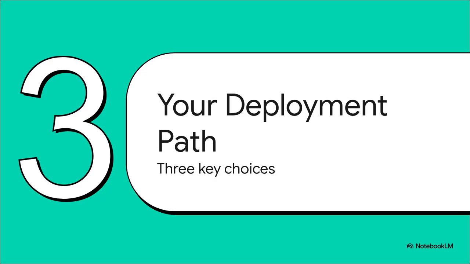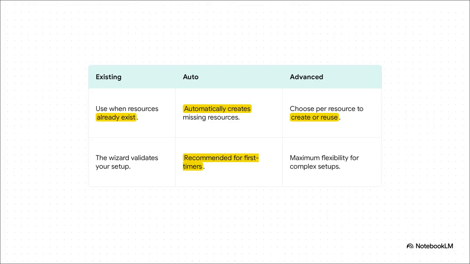All right, checklist is done. Now it's time to choose our path. The wizard's going to ask you to make 3 key choices to get the setup just right for you. So, first up is provisioning mode. Now, you've got options. If you already have a bunch of stuff set up, you can pick existing. But honestly, for pretty much everyone starting out, auto is your best friend. It's so smart. It just scans your setup, figures out what's missing, and offers to create it for you.